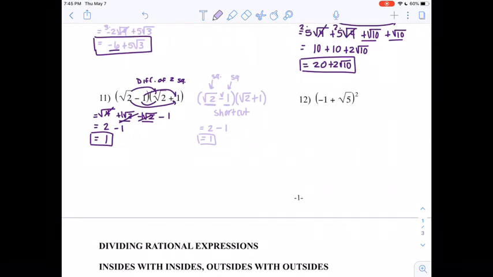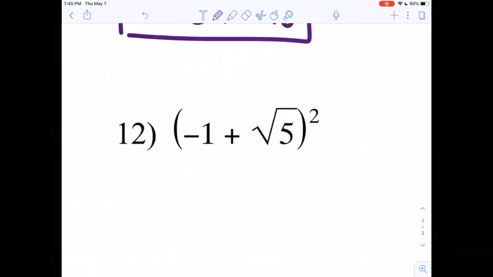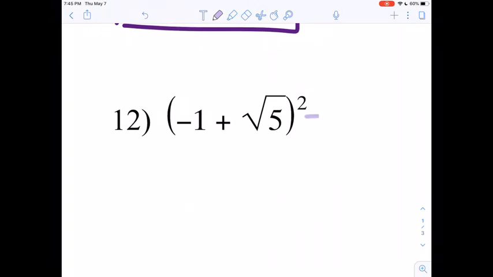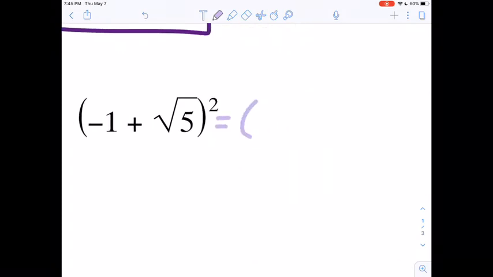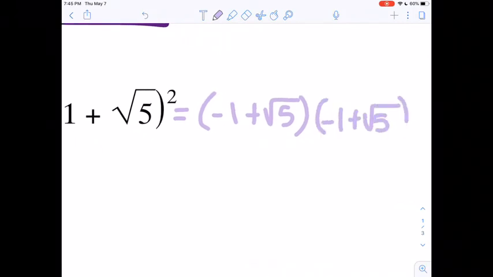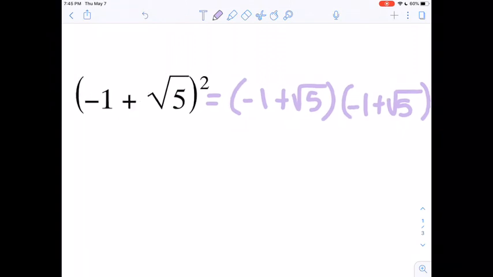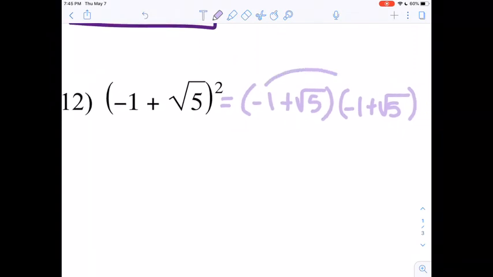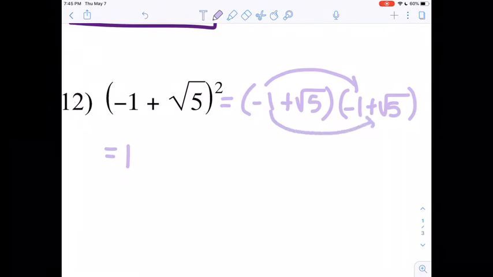Okay, and then the last one, number 12. So all this is saying is this written twice. So it's not plus minus, it's literally written exactly the same twice, and then you're going to FOIL. Okay, so negative 1 times negative 1, that's 1. Negative 1 times root 5, that's negative root 5.